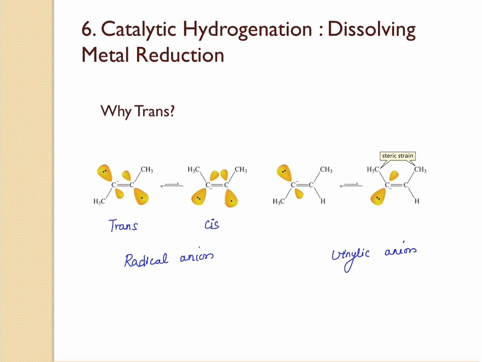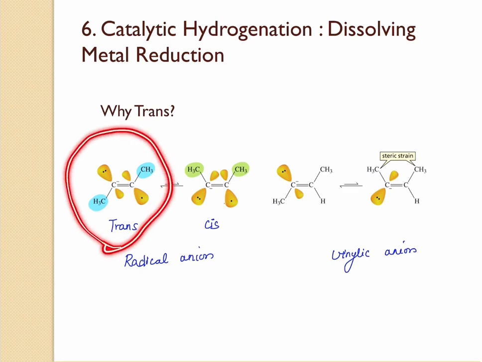So why is this one a trans isomer? Because the two methyl groups are on opposite sides. This one is a cis because the two methyl groups are on the same side of the molecule. And although the trans isomer as well as the cis isomer are formed, the equilibrium will always favor the formation of the trans isomer.